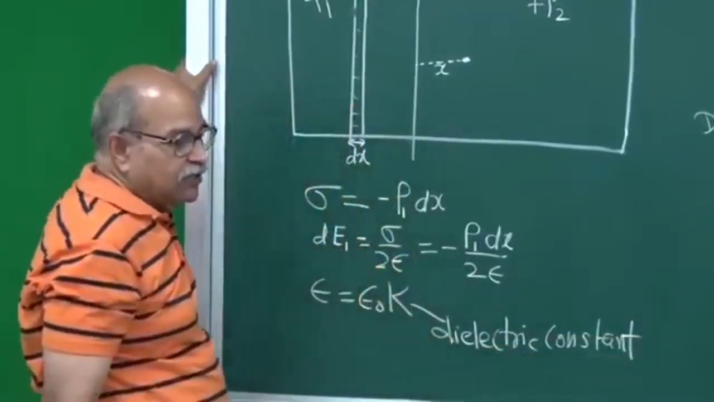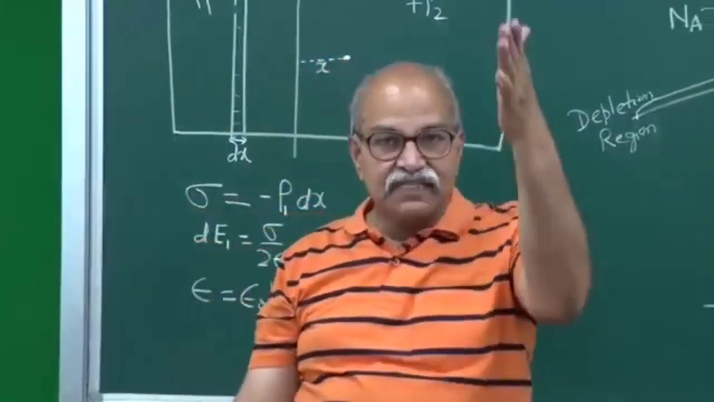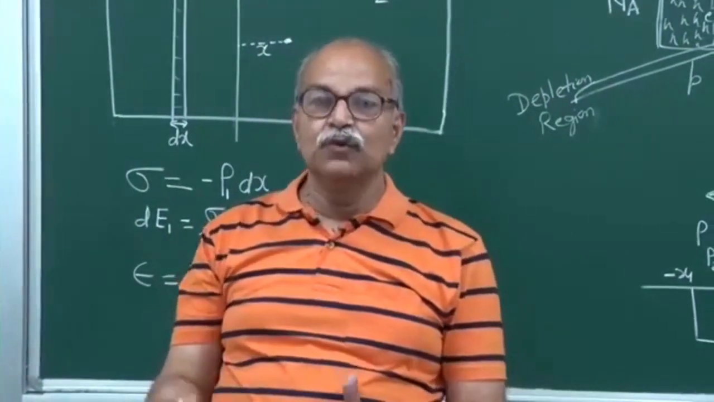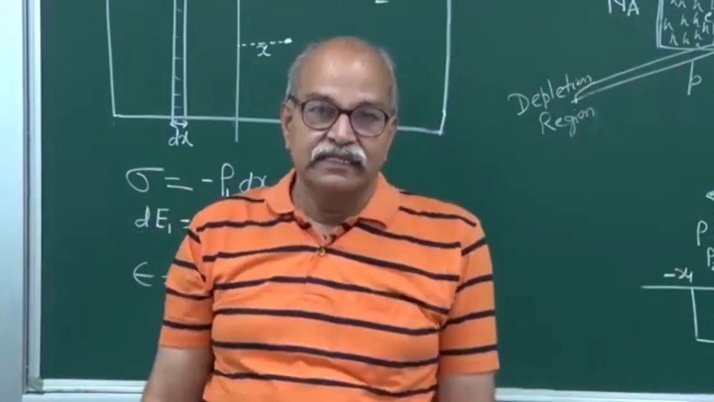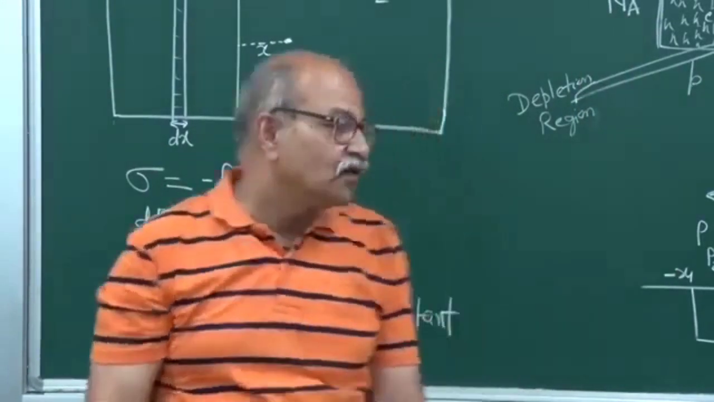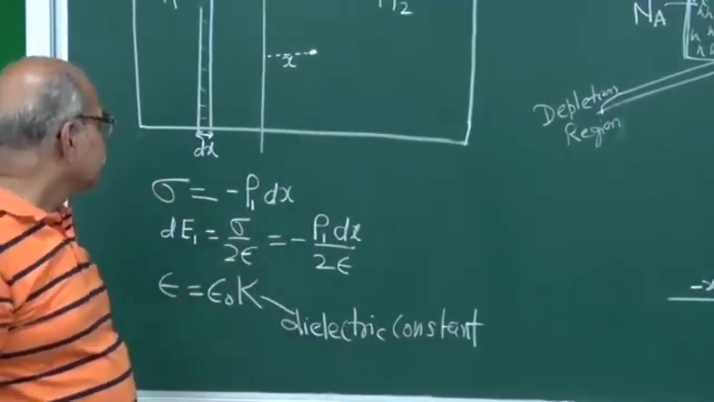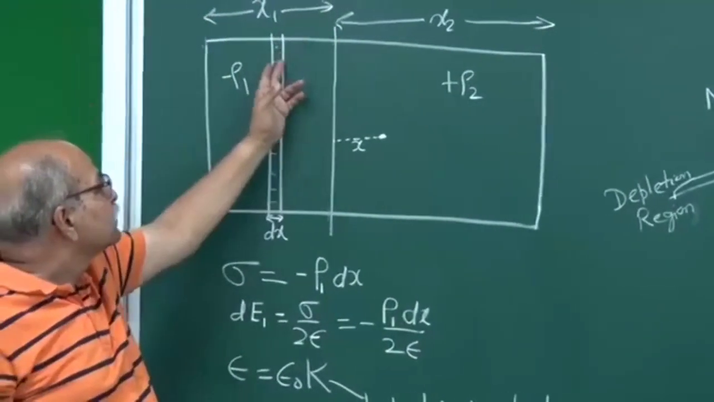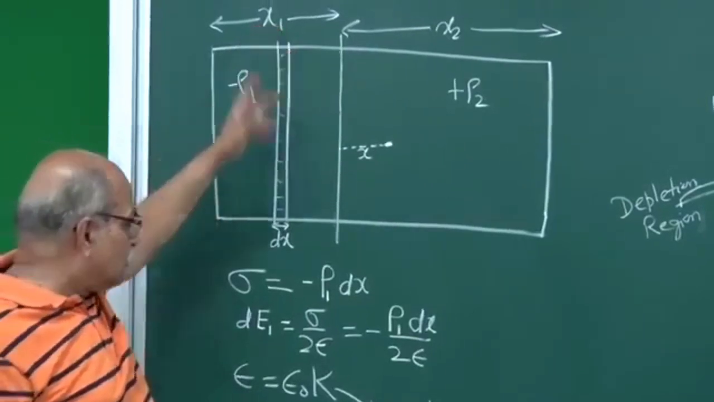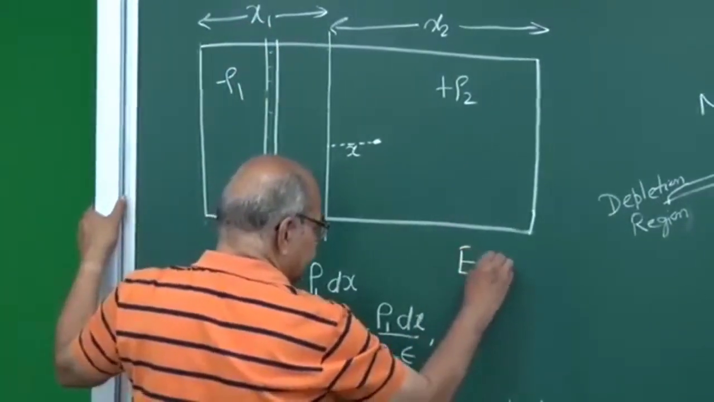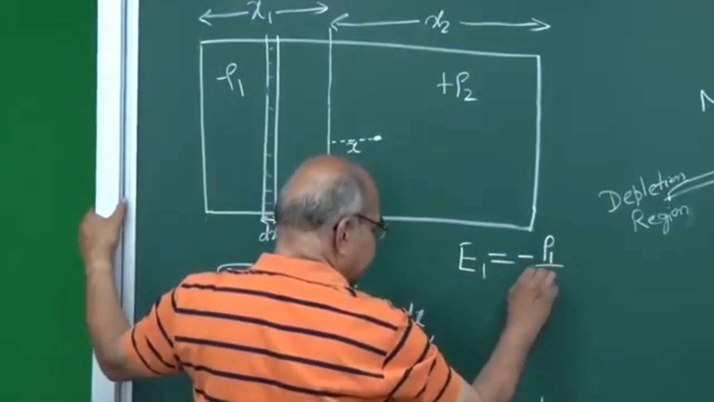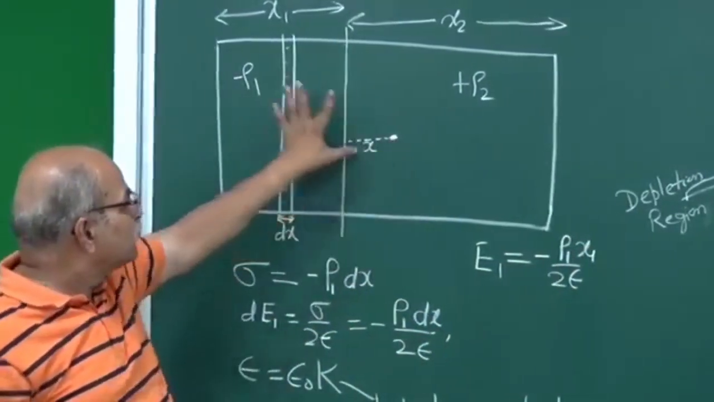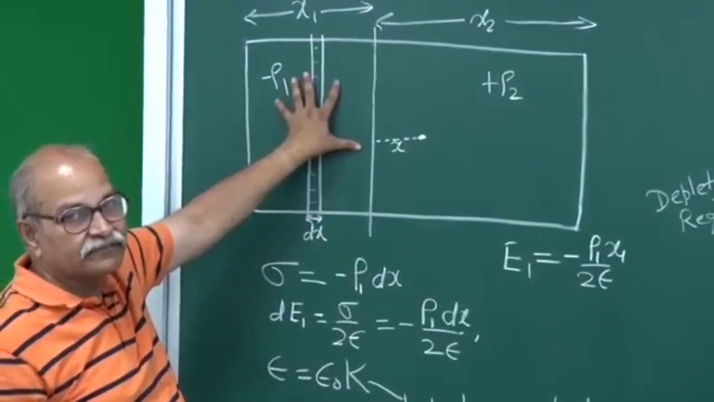In free space, in vacuum, or in air, if you have a surface charge layer of surface charge density sigma, the electric field in front of it is sigma over 2 epsilon naught. Since this whole thing is in silicon, not in free space, we put the dielectric constant also, and it becomes sigma over 2 epsilon. Then you integrate over the entire width x1, so that dx will be integrated to x1, and E1 will be equal to minus ρ1 divided by 2 epsilon, times x1. This is the field at this point because of this whole negative charge here.